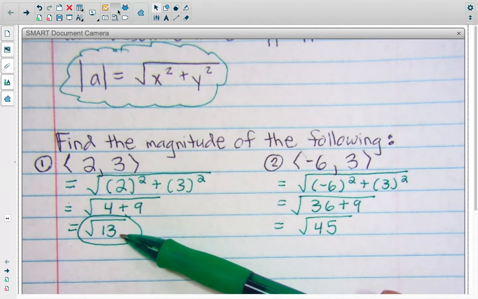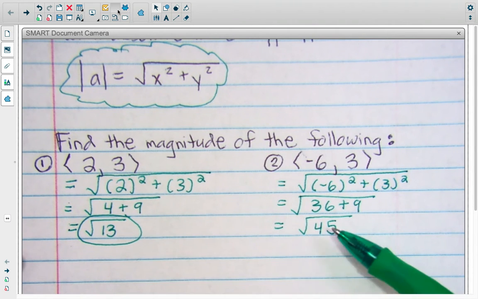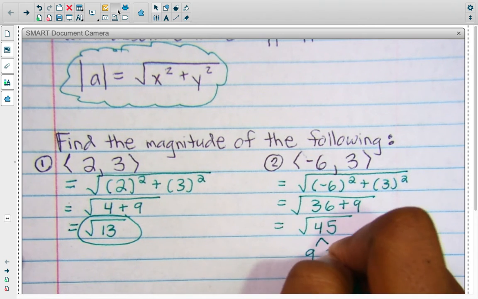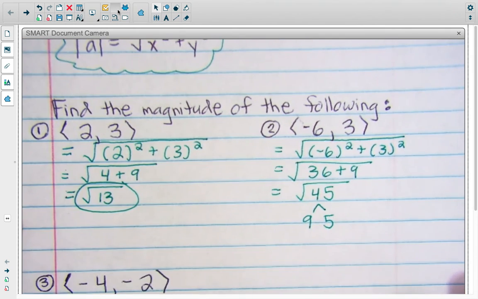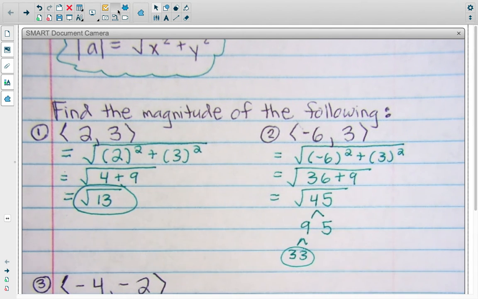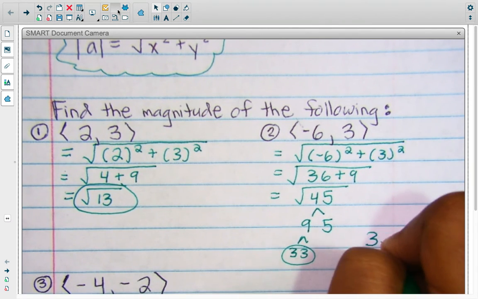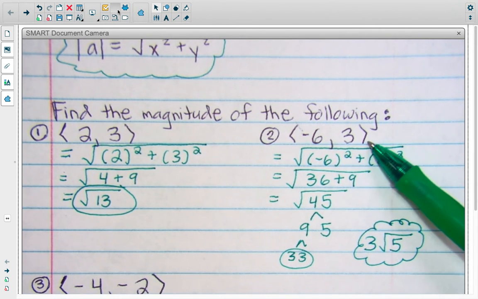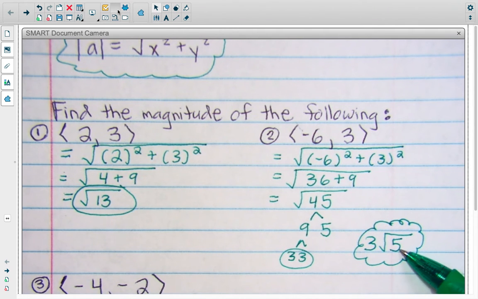Now, 13 was a prime number. I can't break that down anymore, but I can break 45 down. So we want to simplify all the way down. 45 is 9 and 5. 9 is 3 and 3. Pairs go on the outside. Everything else goes on the inside. So my final, most simplified answer, the magnitude of this vector, is 3 times the square root of 5.